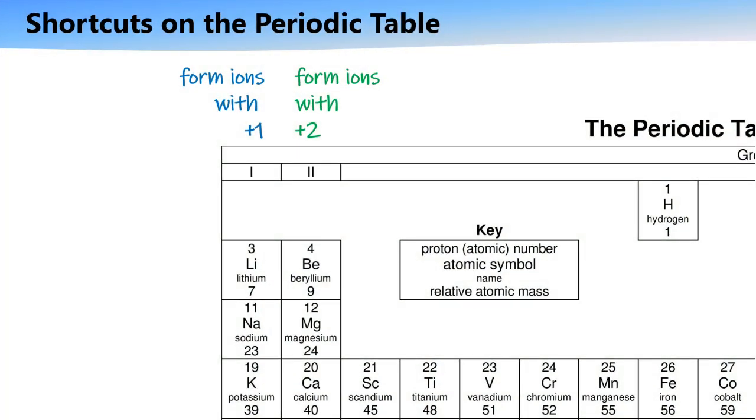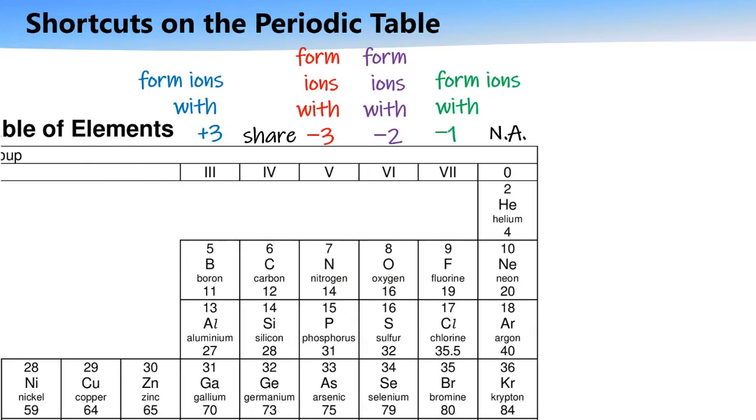We have learned to write shortcuts on the periodic table of the charges of the ions of the elements belonging to the different groups. As we have learned, Group 1 elements will form ions with +1 charge. Group 2 elements will form ions with +2 charge. On the other side, Group 3 elements will form ions with +3 charge.